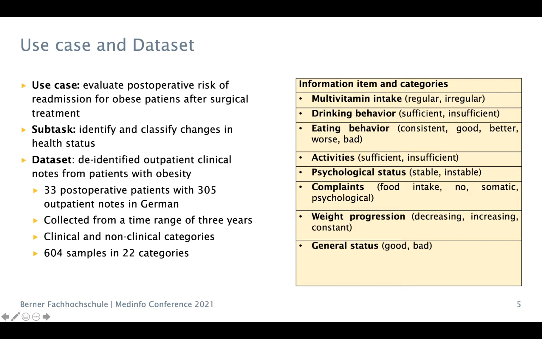So for example, one category is considering the intake of multivitamins by the patient, which can be regular or irregular. Or another category concerns complaints, which might be complaints with food intake. There might be no complaints, there might be somatic complaints or psychological complaints. So all in all, we have 22 categories and 604 sentences falling in one of these categories. So this is the dataset.